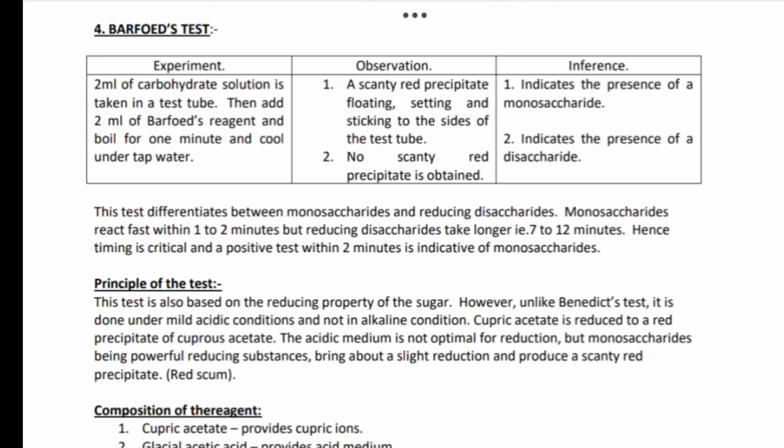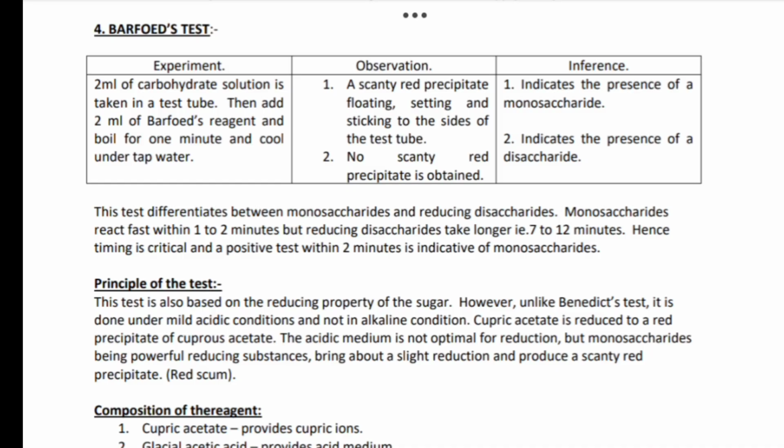Go to Barfoed's test. Under Barfoed's test, you take 2 ml of carbohydrate solution, add 2 ml of Barfoed's reagent, boil for 1 minute, cool under tap water. You can boil for a bit more time also, because you can't always get it in 1 minute if there are impurities or if it's contaminated. You will get a scanty red precipitate which will float and stick to the sides of the test tube. If this happens, it says that there are monosaccharides in this. If there is no scanty red precipitate, it indicates the presence of disaccharides. So this differentiates between monosaccharides and reducing disaccharides.